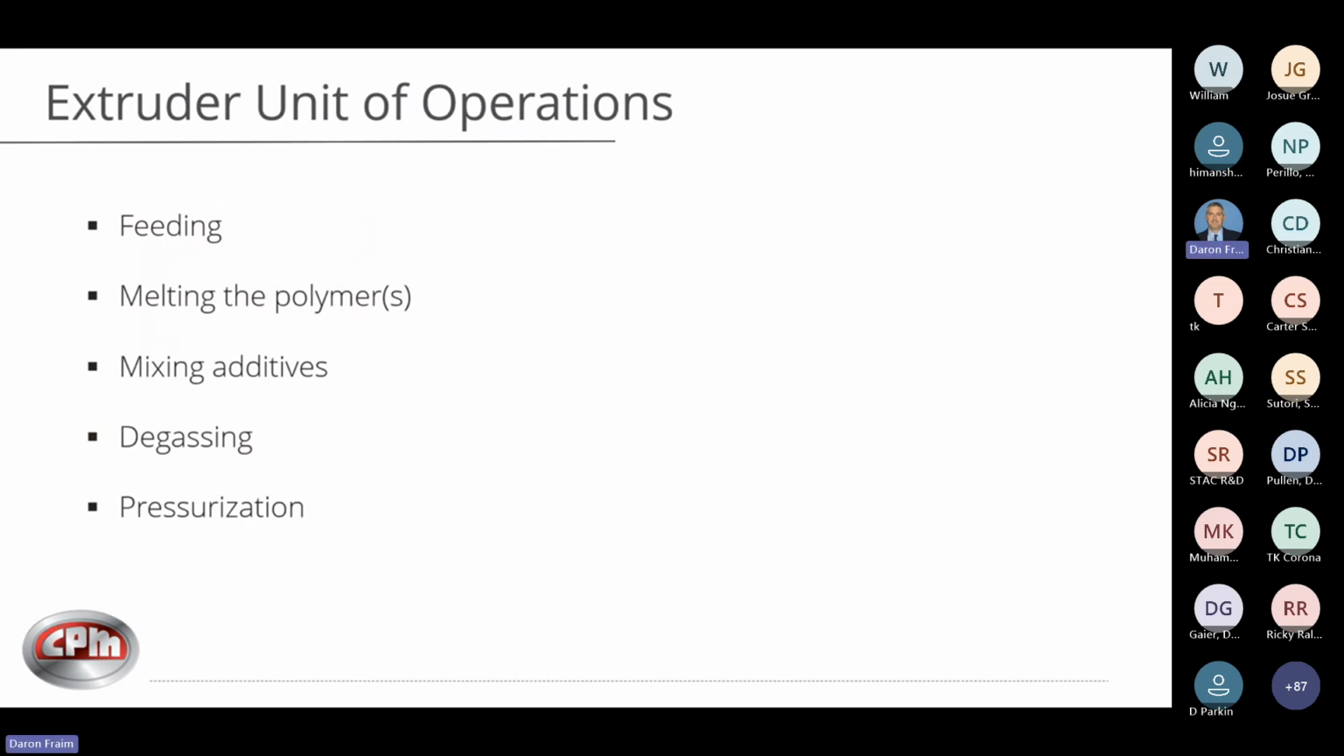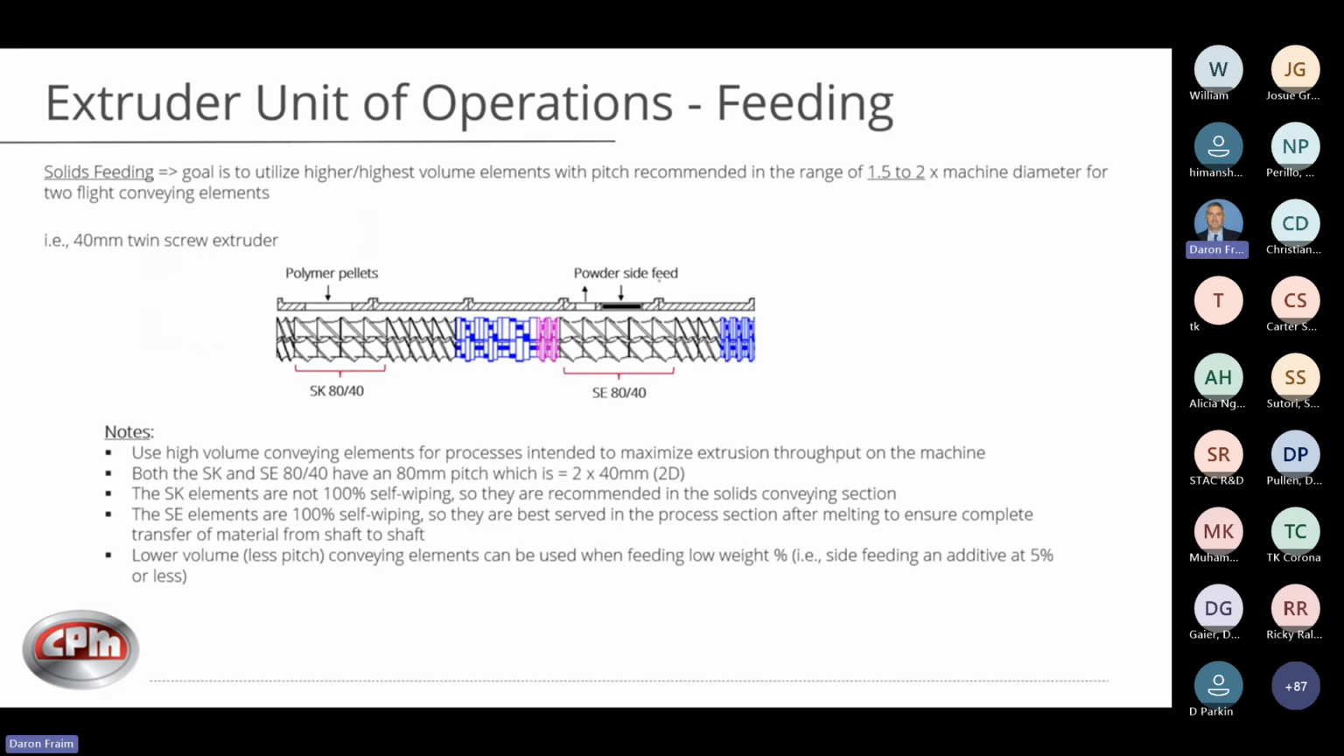Now we'll take a look, we'll go through each unit of operations, and we'll look at feeding and what are some key things here. One thing we recommend typically, anytime you're feeding material, you want to utilize the maximum volume of your machine, of course, so you get good conveyance capacity taking material away at the point of entry downstream. Normally what's recommended is a pitch in the range of 1.5 to 2 times your diameter.